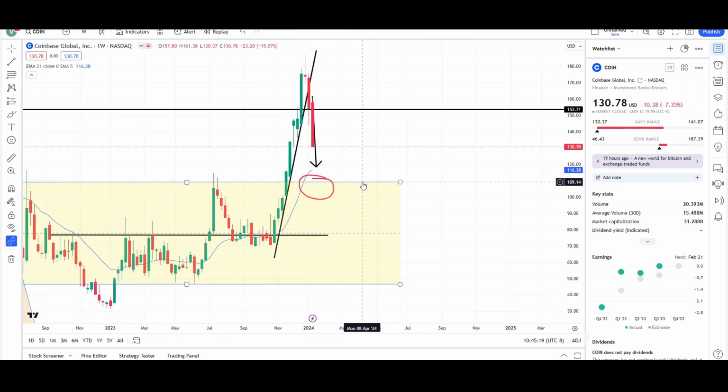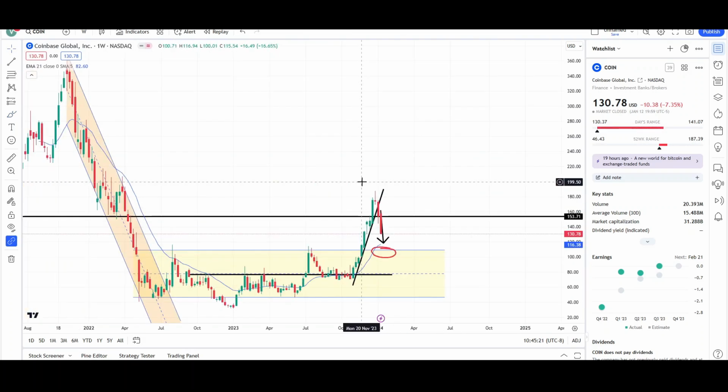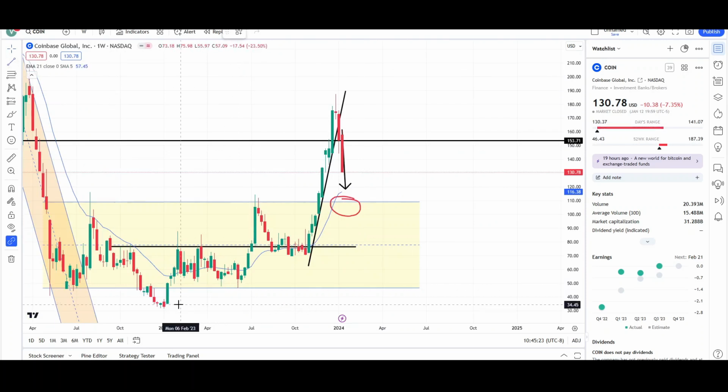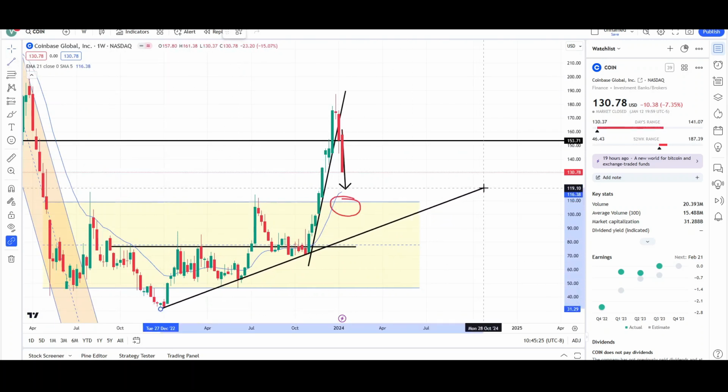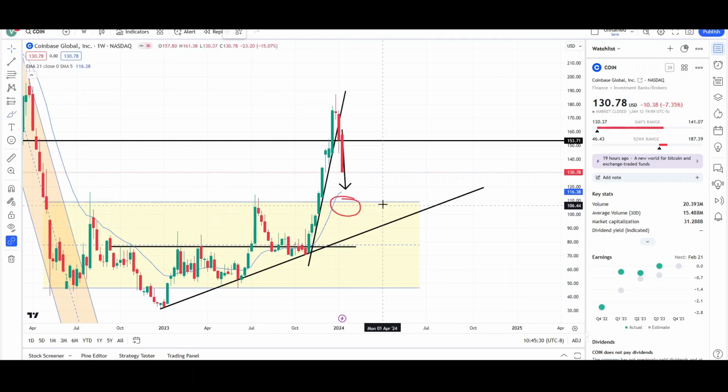So I'll be expecting 109, 110. Maybe price can find support right at this trend line. This is 1, 2, 3 connections right there. So this would be a nice bottom at this trend line, and that's sub 100. So again, it's pretty bearish for Coin. I don't see anything bullish as of right now. Most of the bullish price action was over.